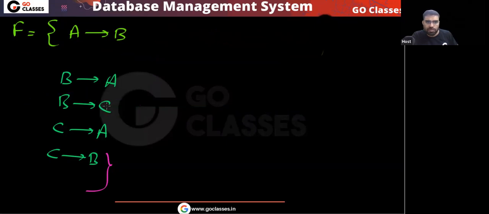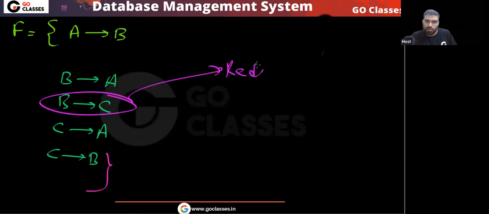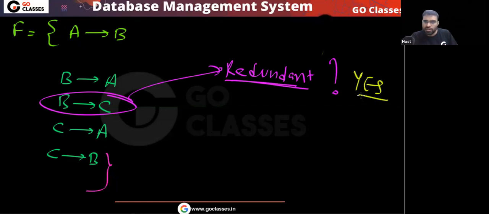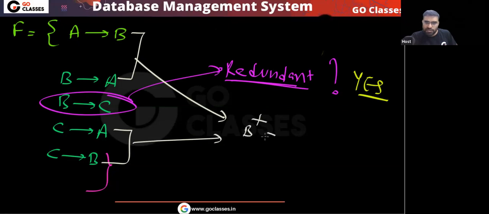is this redundant or not? B determining C. Tell me, is this redundant? Yes or no? What is the answer? Yes, this FD is redundant, right? Why is this FD redundant? What is the reason? Because in the remaining, you find what is B plus. B plus will be B can determine A.